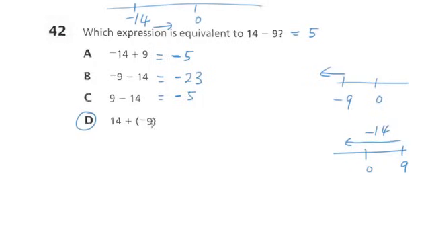14 plus negative 9. Well, when you're adding a negative, you are subtracting. So this equals 14 minus 9, which, in fact, let me just circle these in a different color. It's exactly the same as what we've got up here. These two are exactly the same, so we don't even need to work it out at this point. They are equivalent. If we did work it out, it would equal 5. For number 42, D is our answer.